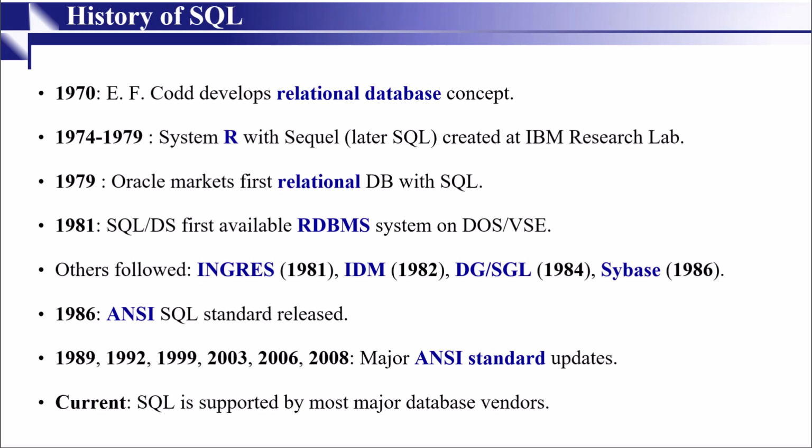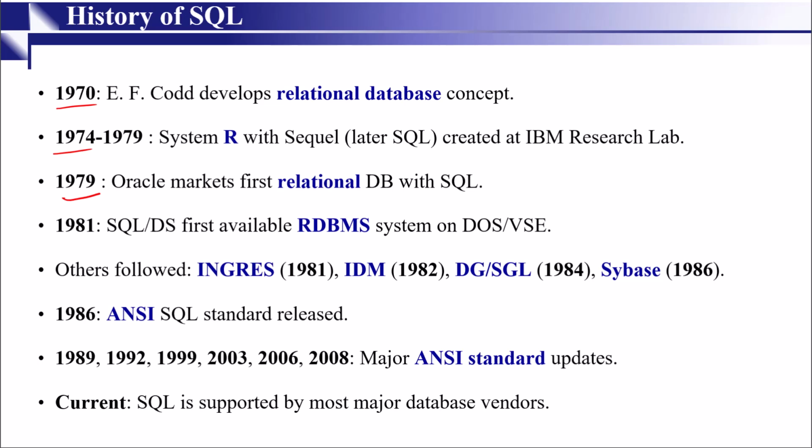SQL has a rich history that shaped modern databases. It all started in 1970 when Edgar F. Codd developed relational database concepts, proposing that data could be stored in tables with relationships defined by keys. This was revolutionary. In 1974, IBM's System R project developed SEQUEL, which later became SQL, at their San Jose research lab. In 1979, Oracle became the first to market a relational database, sparking widespread adoption.